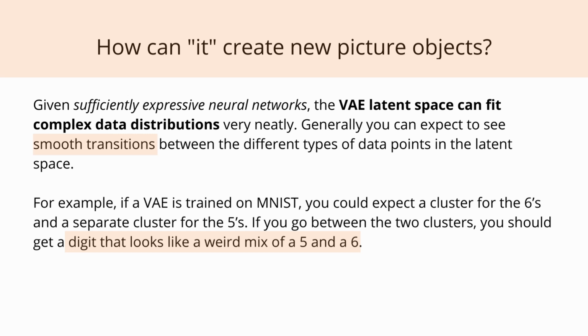Given sufficiently expressive and powerful neural networks between, you remember, our input space and our latent space, and the way back, our variational autoencoder latent space can fit complex data distribution very neatly. The more powerful our neural networks are, the more we can fit some linear transformation like I showed you in the very beginning of this video, but even nonlinear complex data distribution easily done with a neural network. This is the whole reason why we have neural networks.